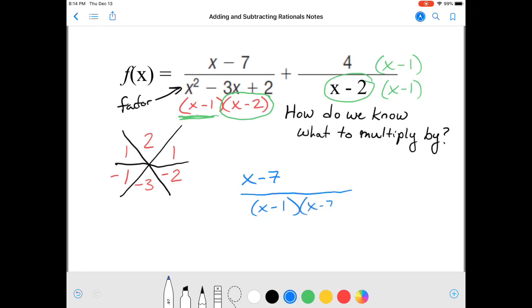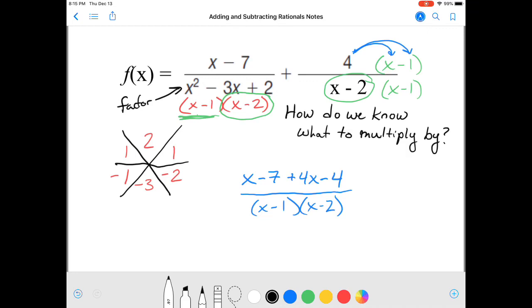And then we're going to have to distribute the 4 to the x minus 1 in our second rational function. So 4 times x is going to give us 4x, and 4 times negative 1 is going to give us negative 4. Now we're going to combine our like terms in our numerator to get our final answer.